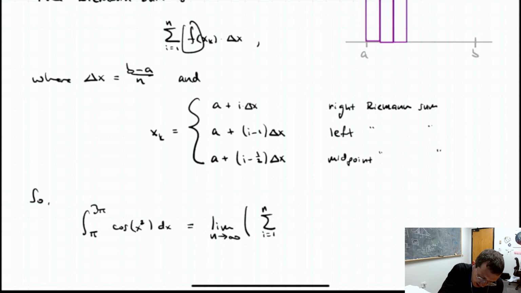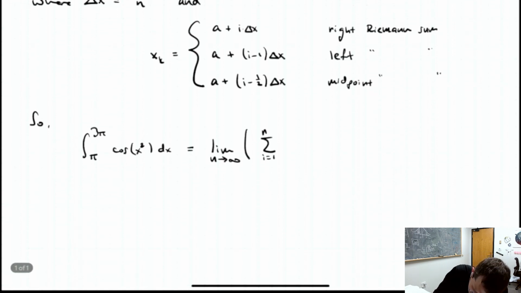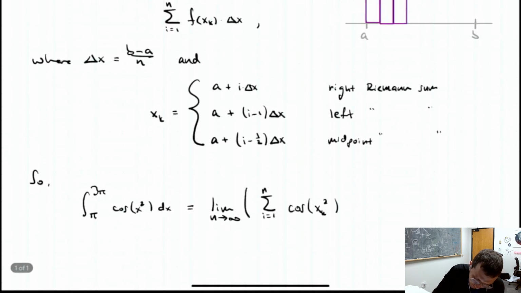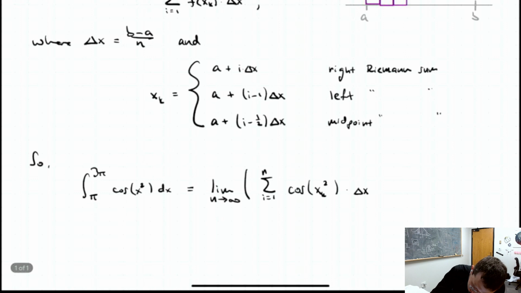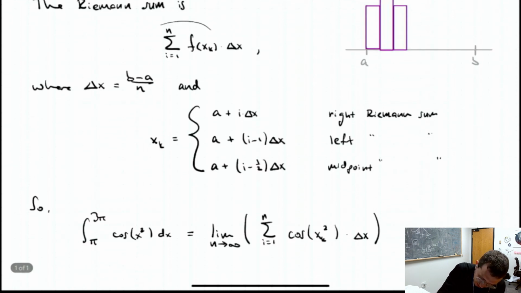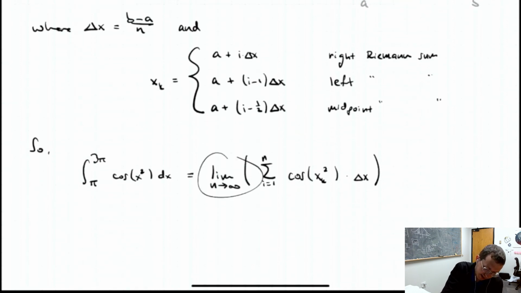And it's f of xk, but my function was cosine of x squared. So I've expanded out what the f is, but I have not yet expanded out what xk is. And I'm also not going to expand out delta x just yet. Okay, so I took the expression for the Riemann sum, I said what f is, and I took the limit as n goes to infinity.